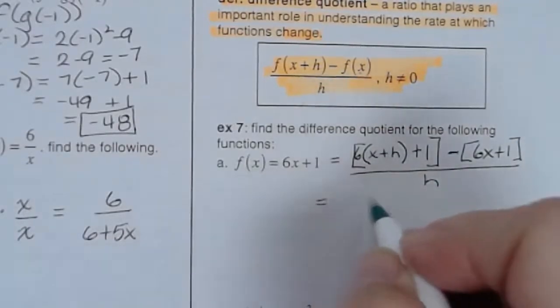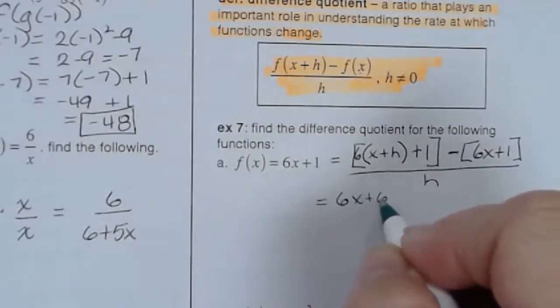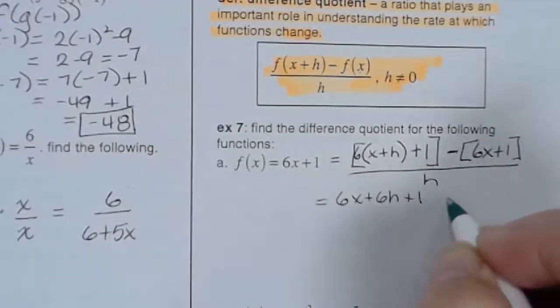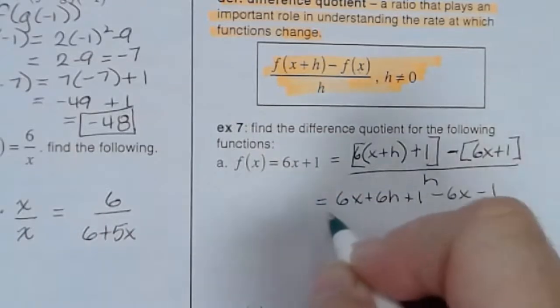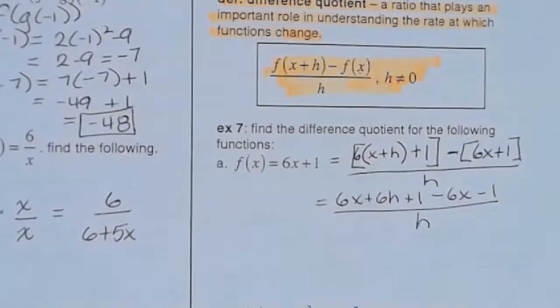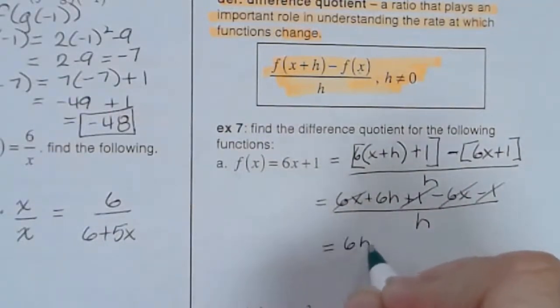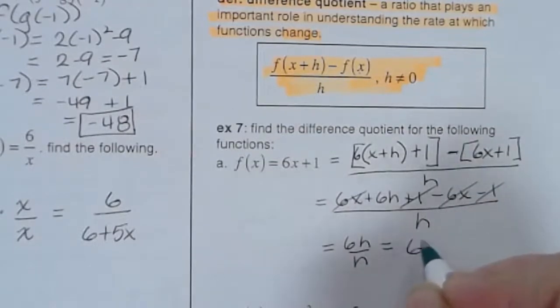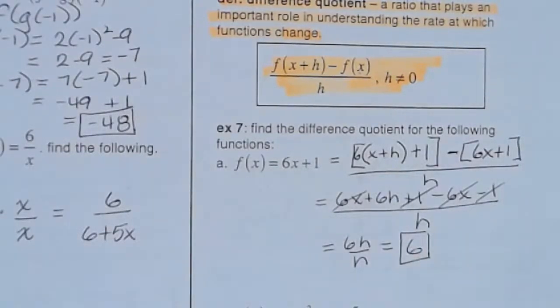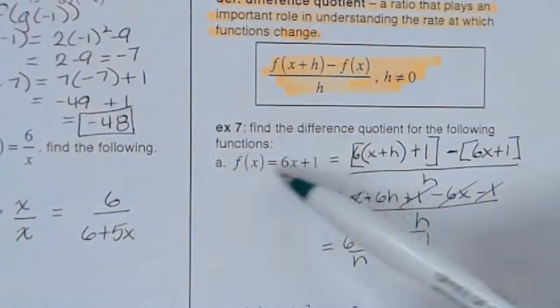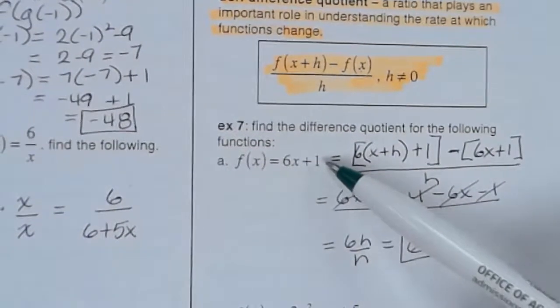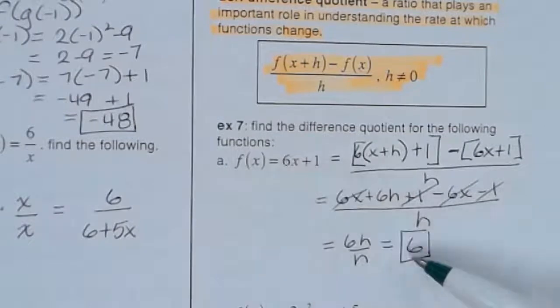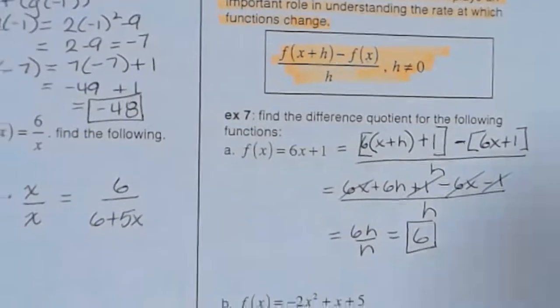Then I'm going to simplify that, and I get 6x plus 6h plus 1 minus 6x minus 1 over h. Those cancel, and you get 6h over h, which equals 6. Basically, this is just saying if I was to graph this, what is the slope of that graph? 6, which we know from right there. Now we're going to go to the next one.